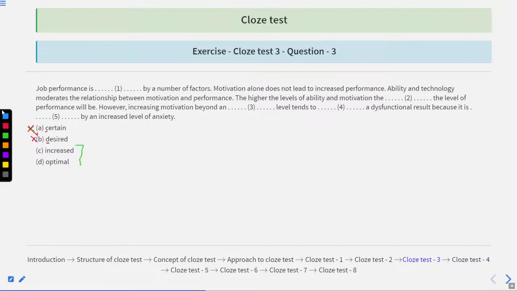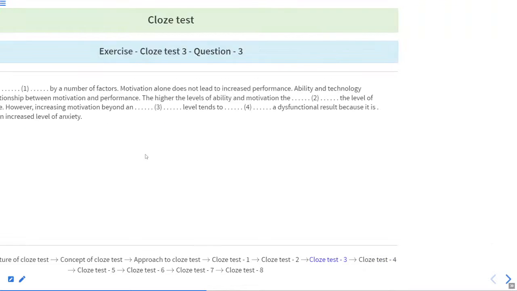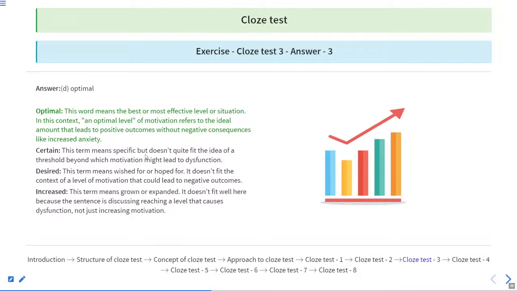So, which one is a better one? Optimal seems to be better because the next part says if you increase it, it leads to increased level of anxiety. So let us look at it as the correct answer. So the correct answer is optimal. This word means the best or most effective in this situation. In this context, an optimal level of motivation refers to the ideal amount that leads to positive outcomes without the negative consequences, like increased anxiety.